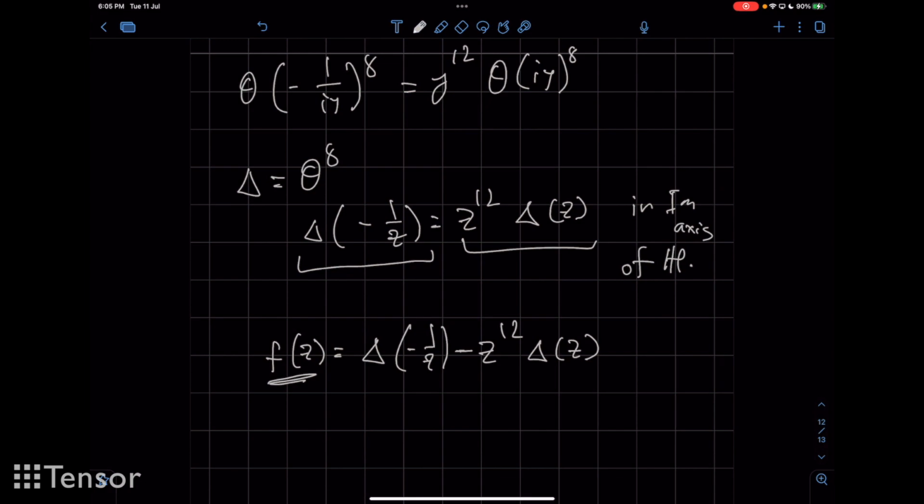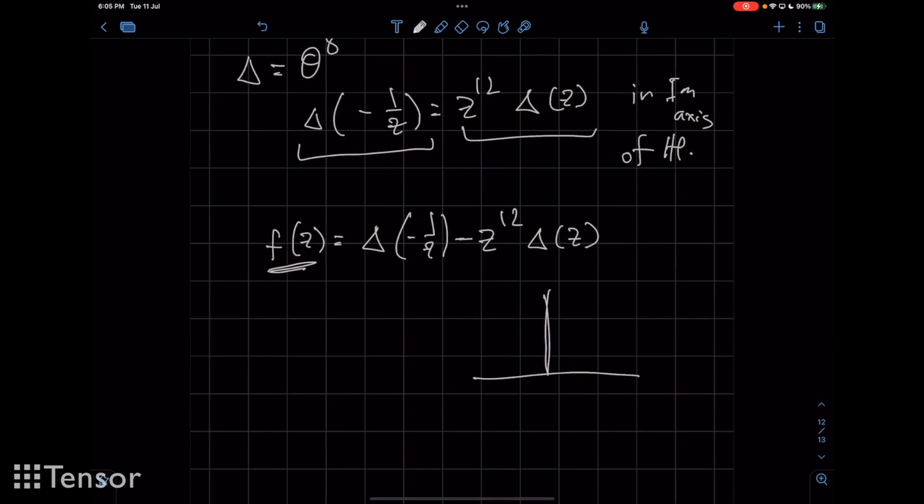But the zero set of f contains the imaginary line of the upper half plane. So it does contain limit points. Therefore, f cannot be non-constant. f must be a constant function. So therefore, f must be 0.